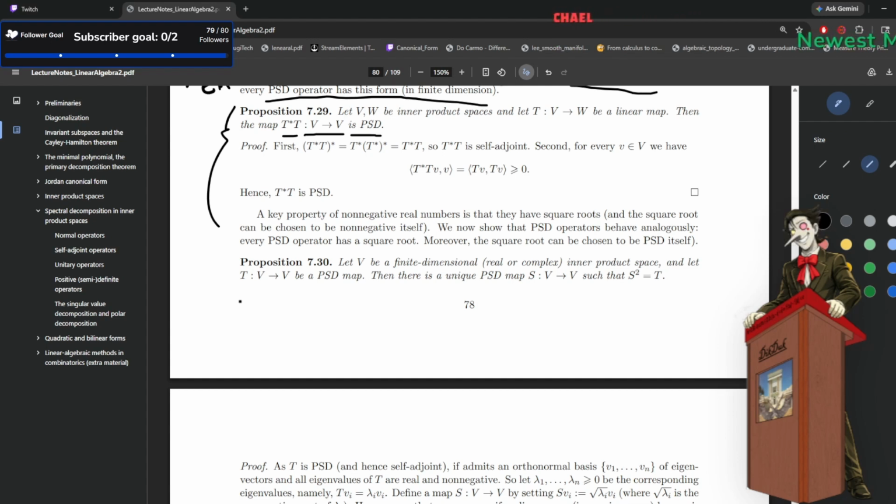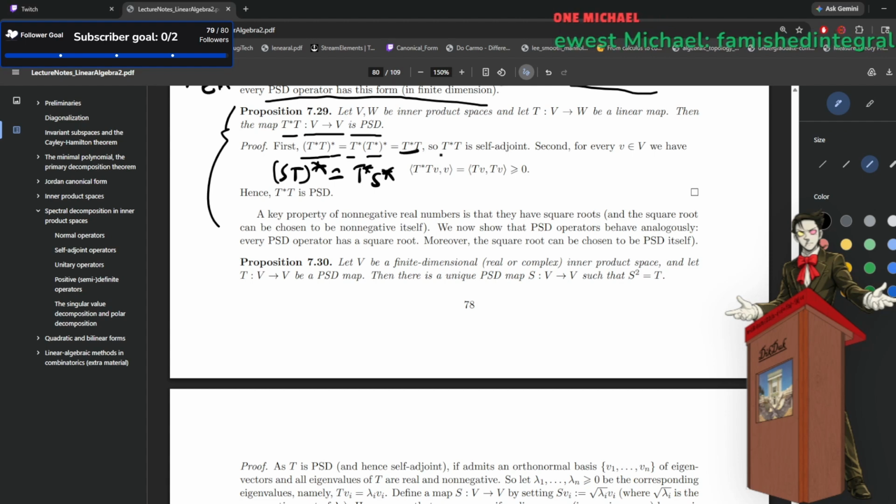Anyways, first, (T star T) star is equal to T star T star star. I'm saying star more than I thought, but it's because (S T) star is equal to T star S star. So you get this, which is equal to T star T. So T star T is self-adjoint. Second, for every v in V, we have the inner product of T star T v and v is equal to the inner product of T v and T v. Remember, you can move this star over. It's like moving things over, which is greater than or equal to 0. Hence, T star T is positive semi-definite.